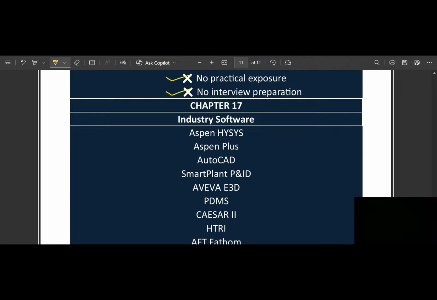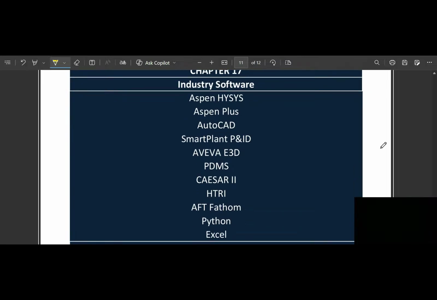So the thing is, don't go directly for any software, because software will not give you a job. Get some practical exposure, get some knowledge, get some training on the side, then start learning Aspen HYSYS.